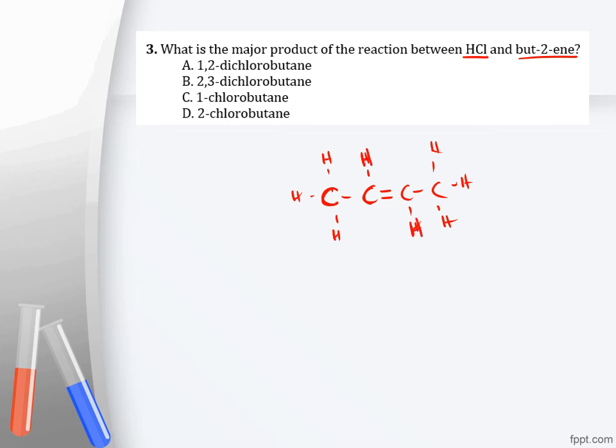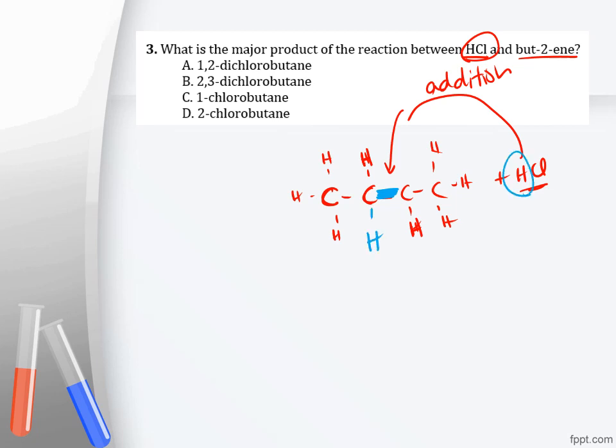It doesn't even matter. So HCl, because I have an alkene, this double bond, this is going to be what we call an addition reaction. I'm going to add the HCl. We're basically going to break this double bond, make it a single bond, and I'm going to add the H and the Cl into the molecule, which is why we call it addition, right?